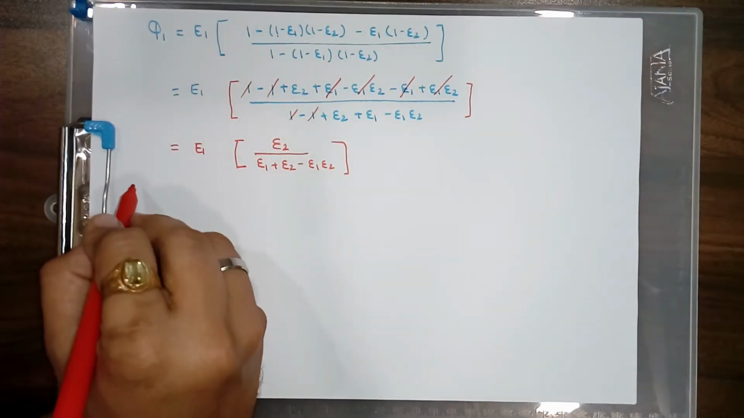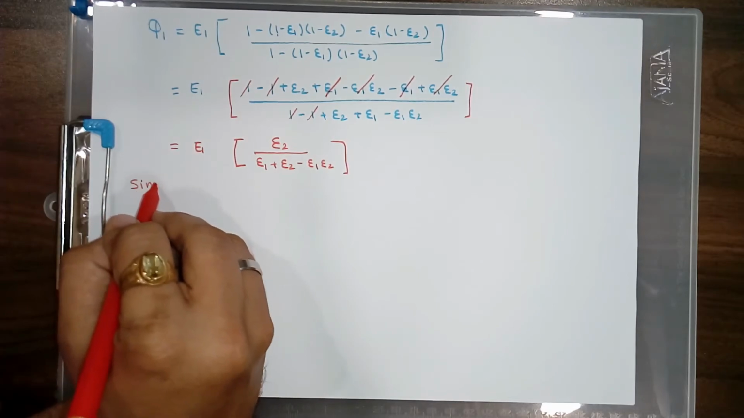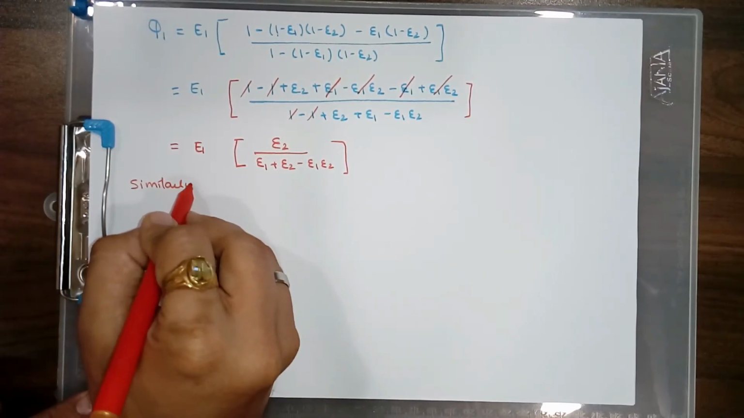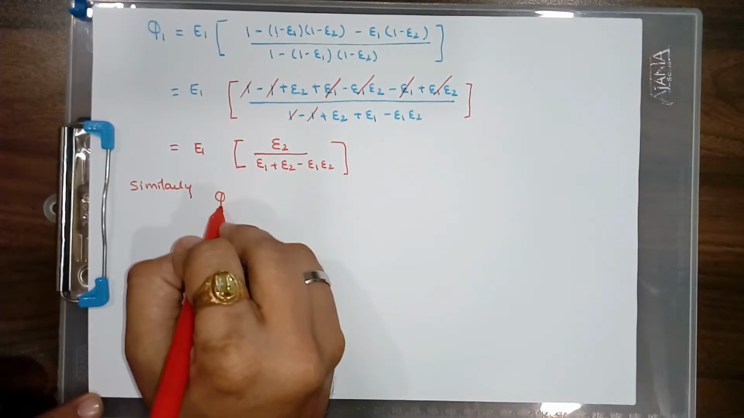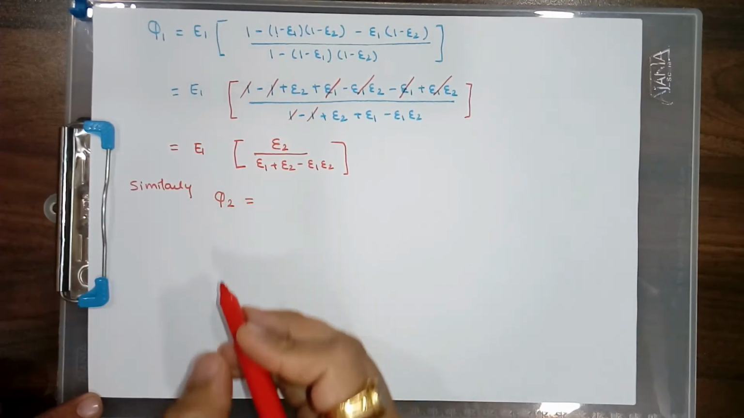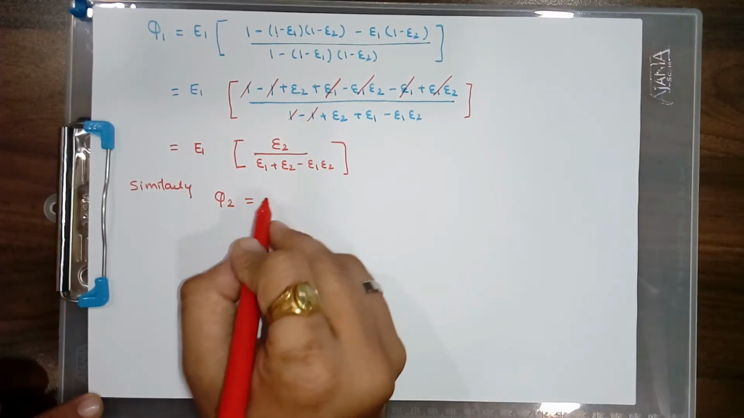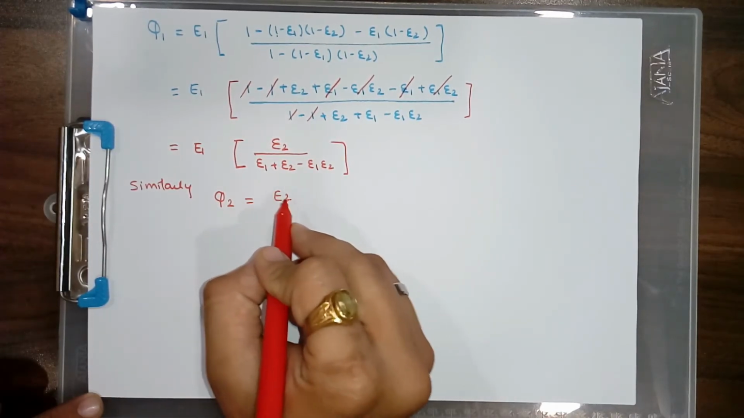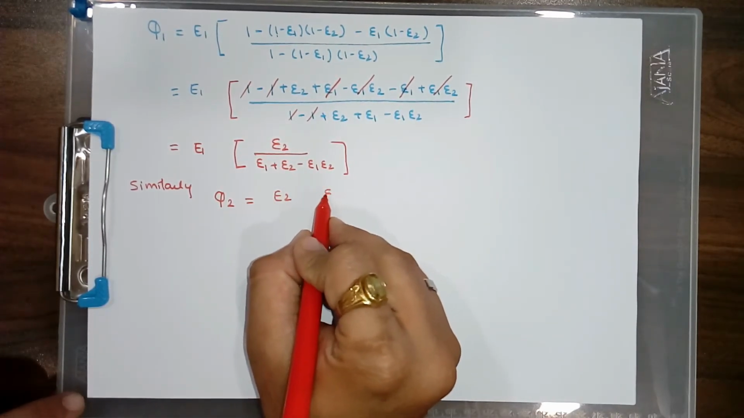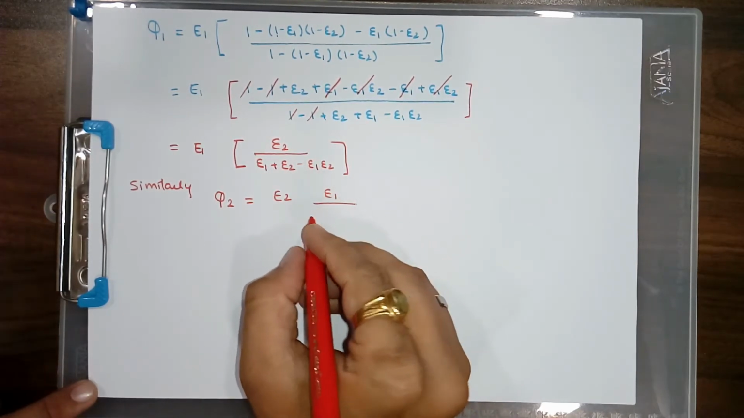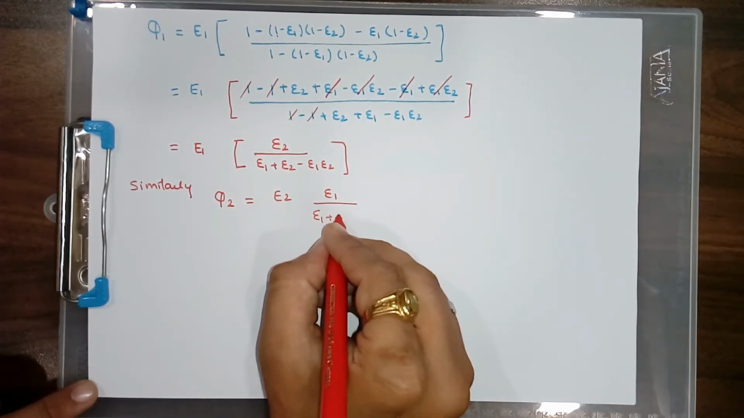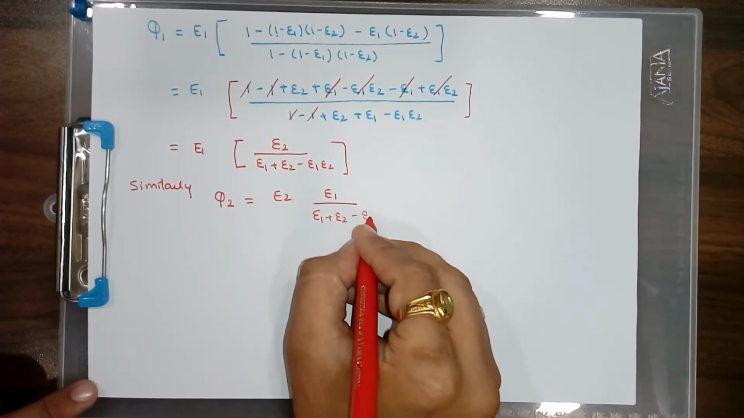Similarly, in the same way, we can calculate the heat exchange from 2 to 1, that is indicated by Q2, which is equal to E2 in the bracket, E1 divided by E1 plus E2 minus E1 E2.